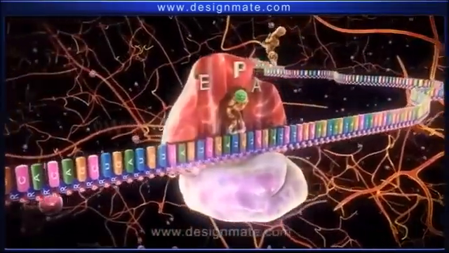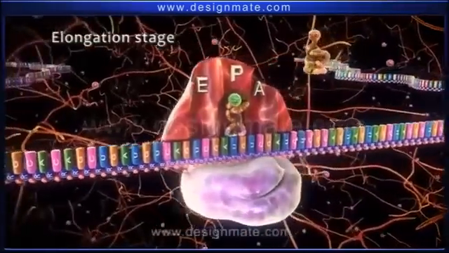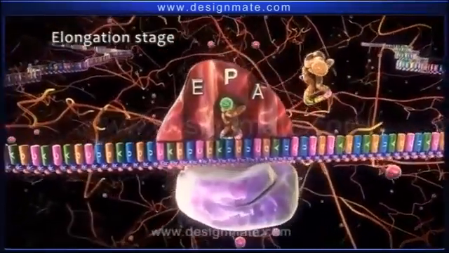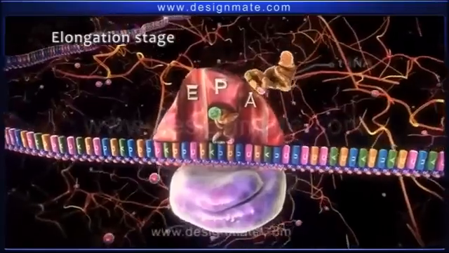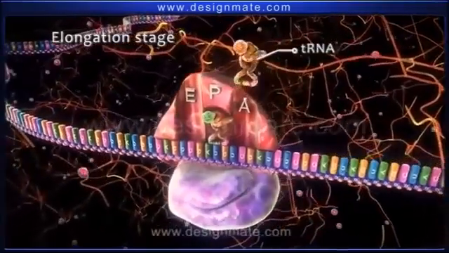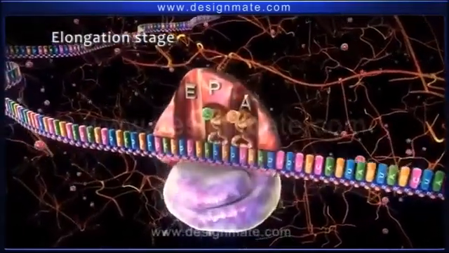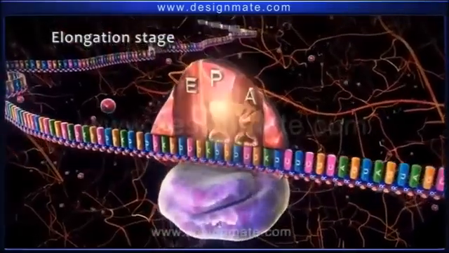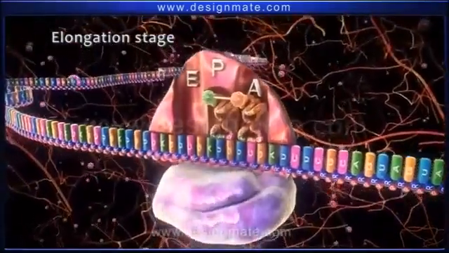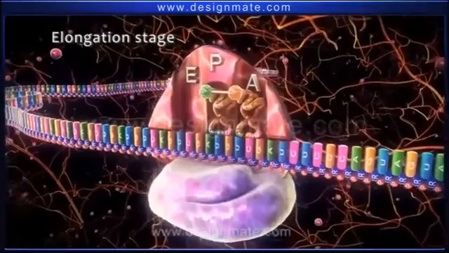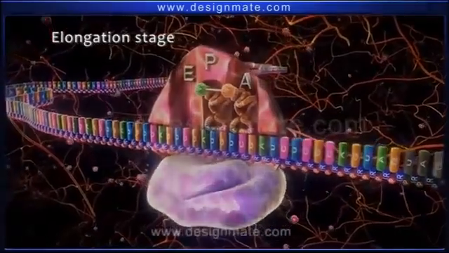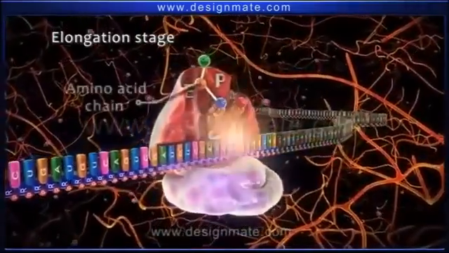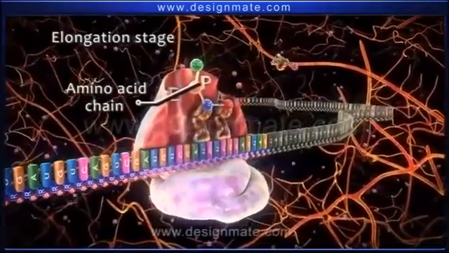Second stage is the elongation stage. In this stage, the incoming aminoacyl tRNA fits in the A site. Then a bond is formed between methionine and the amino acid molecule on the tRNA. The process is repeated until a chain of amino acid molecules is formed.